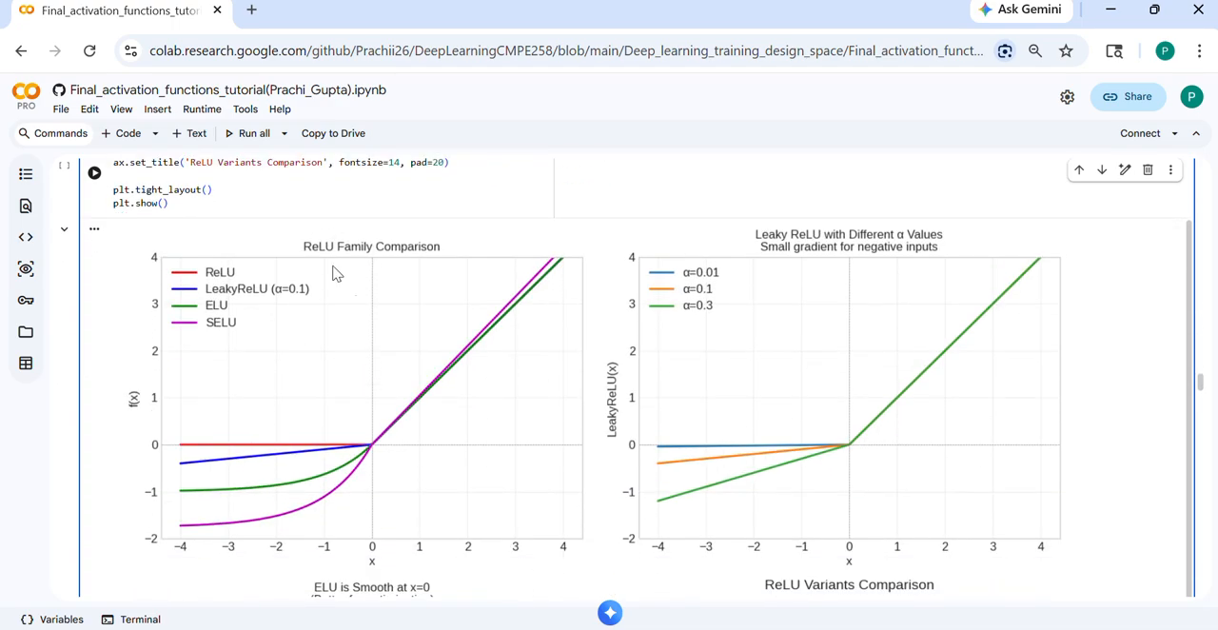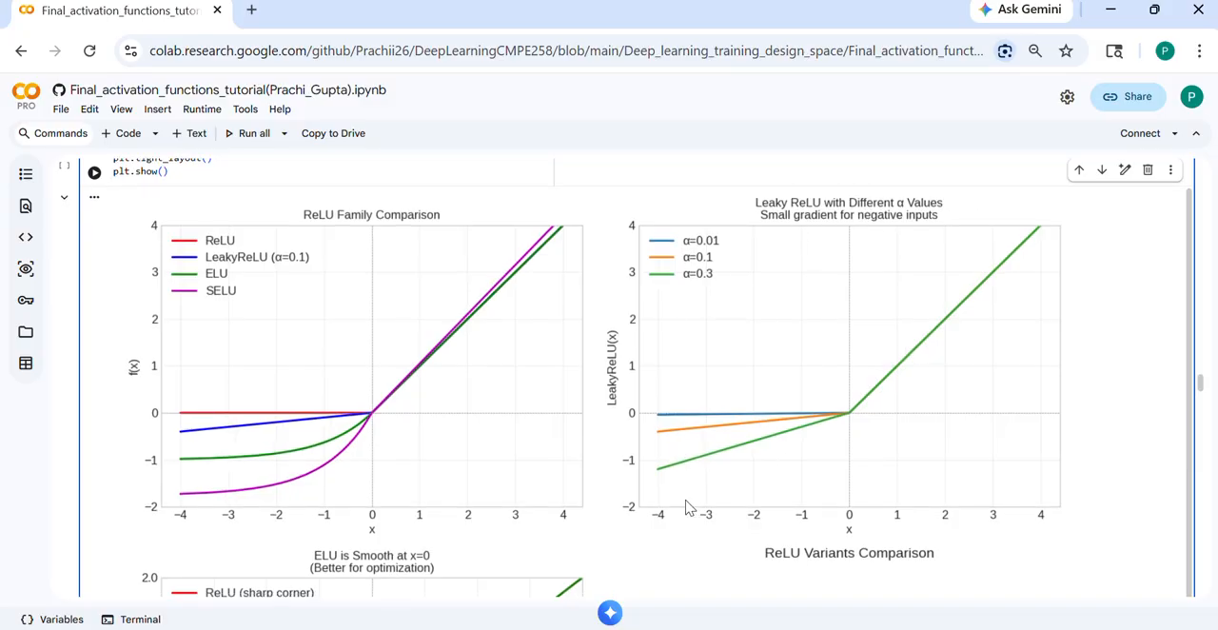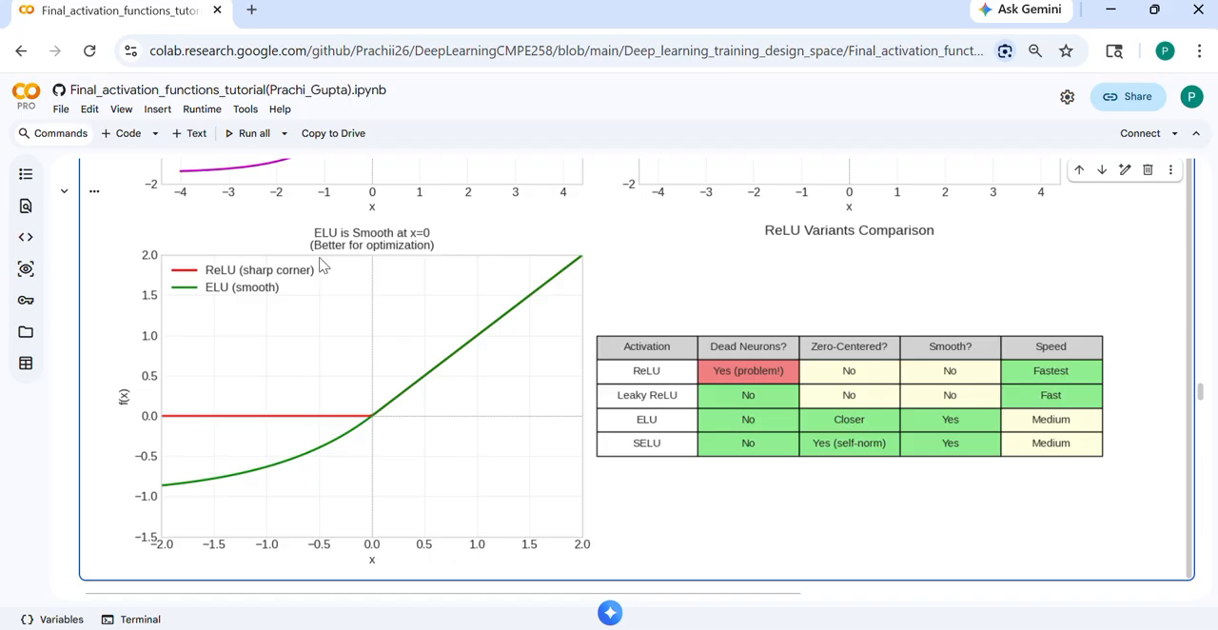So this is the ReLU family comparison. The red one is ReLU, the blue is leaky ReLU, this is ELU and this is SELU. We can see it's 0 for ReLU and the others are having some values. Leaky ReLU with different values of alpha, we can see it's changing, and ELU is smooth at x equals 0, and this is the comparison.